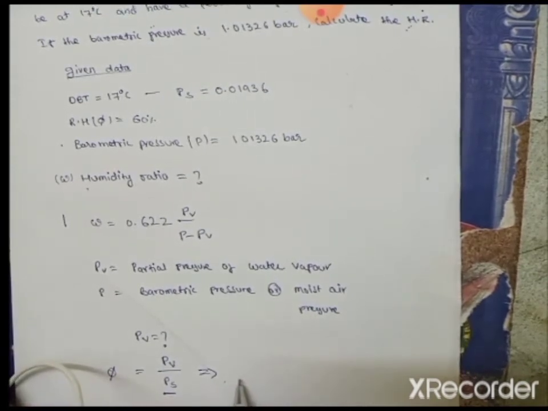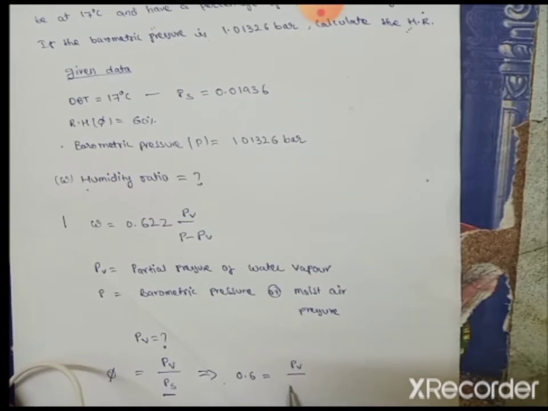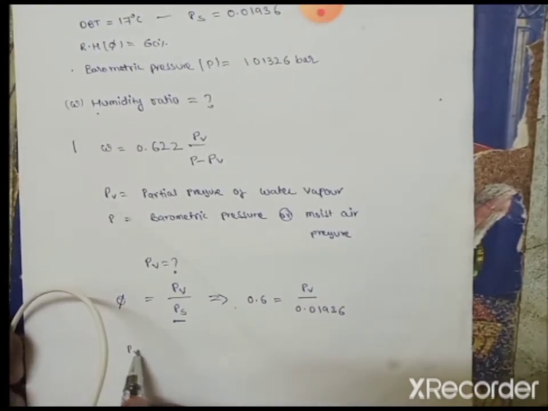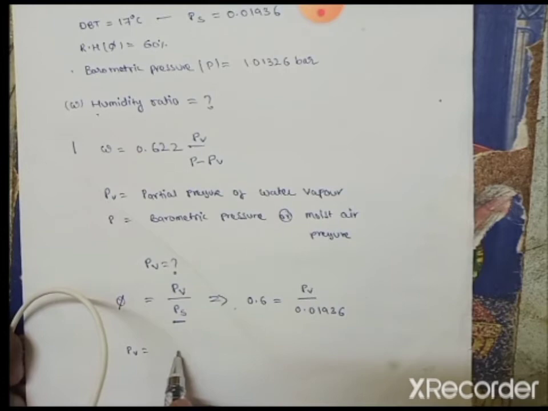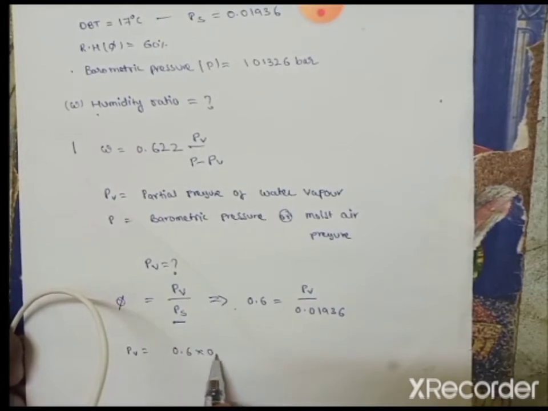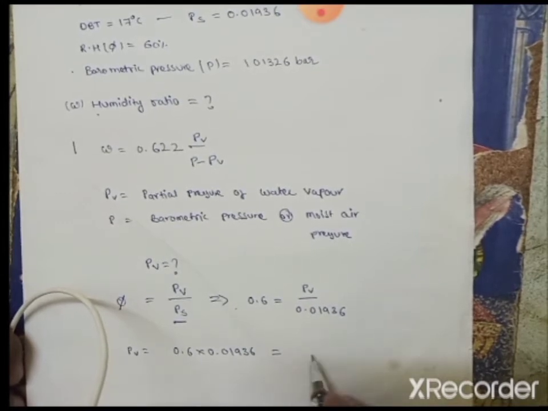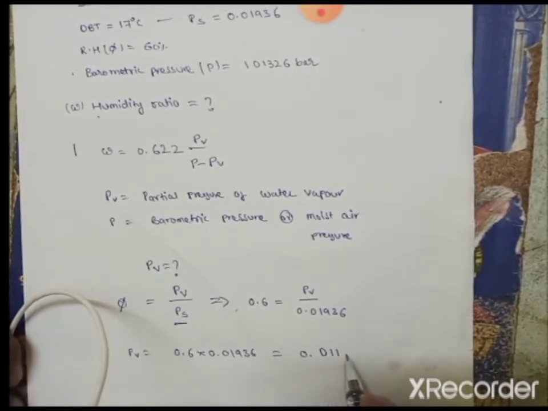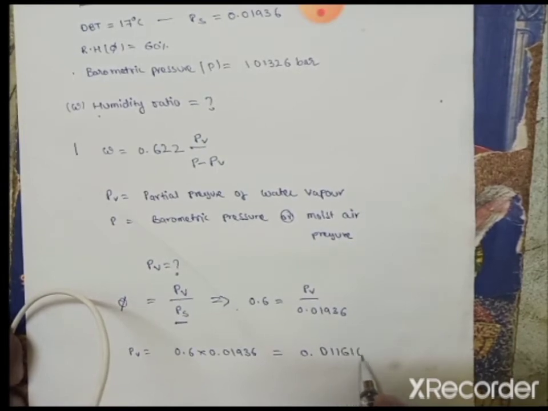So here we substitute now. The phi is 60%, so it means 0.6. PV is the unknown value, and the saturated vapor pressure is 0.01936. So the PV value is equal to 0.6 into 0.01936, which is equal to 0.011616 bar.